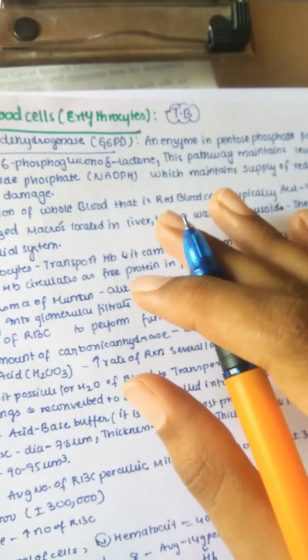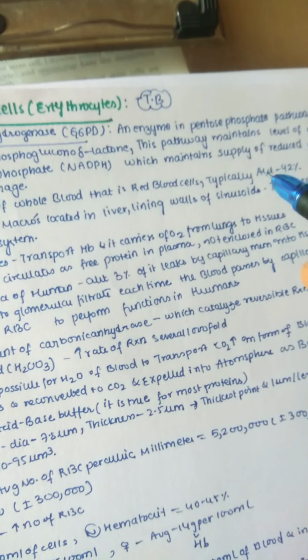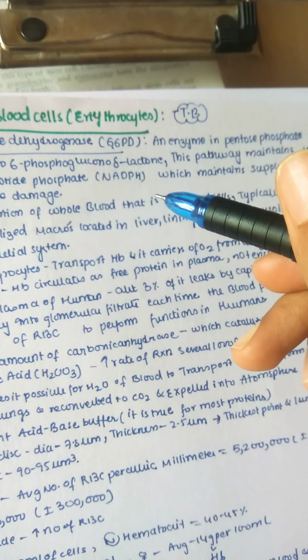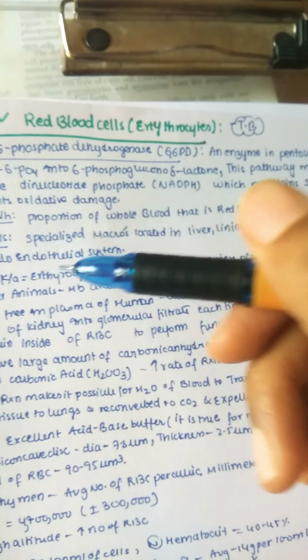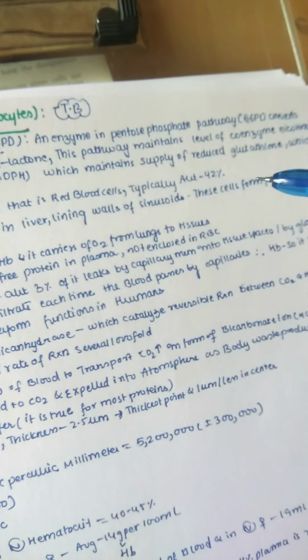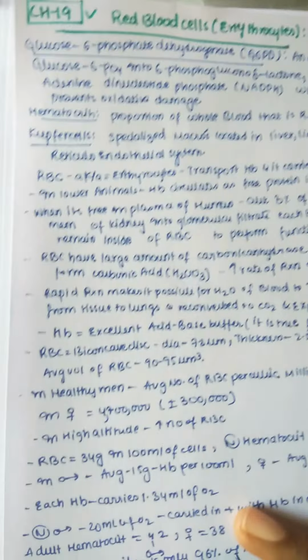Once again, let us see to understand it clearly. It is an enzyme in the pentose phosphate pathway, and it converts glucose 6 phosphate into 6-phosphoglucono delta lactone, and this pathway maintains the level of coenzyme nicotinamide adenine dinucleotide phosphate, that is NADPH, which maintains the supply of reduced glutathione, and which in turn prevents the oxidative damage.